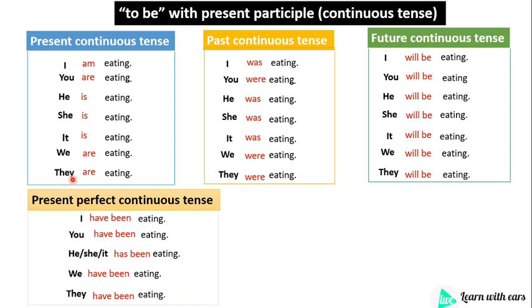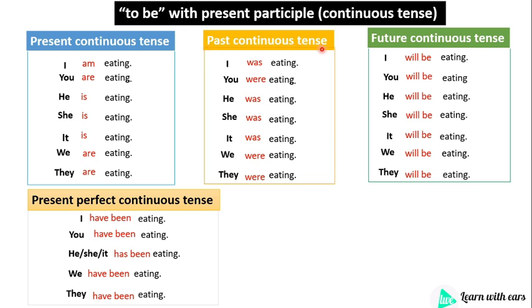So here these are subjects and these are present forms of the verb to be. Am, are, is. I am eating, you are eating, he is eating, she is eating, it is eating, we are eating, they are eating. I is singular, you is plural, he, she, it are singular, so we use is. We, they are plural, so we use are. With I we always use am.